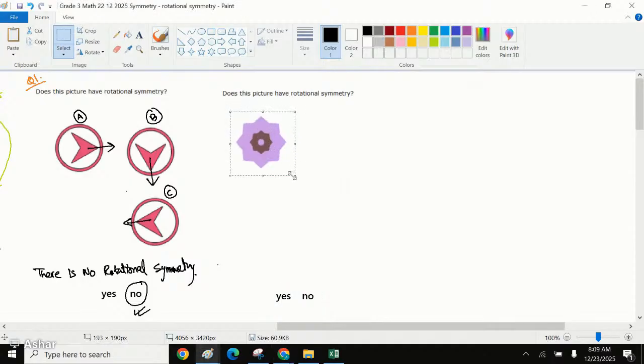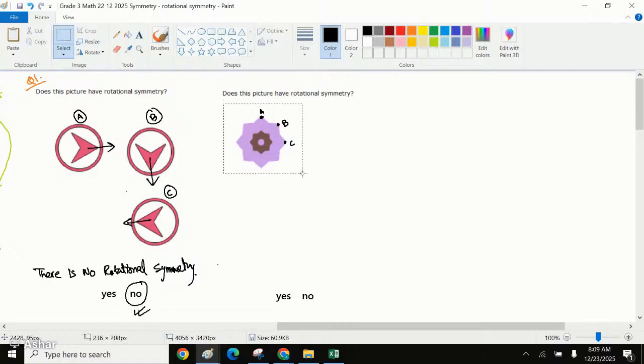So we have been asked whether this shape has a rotational symmetry or it does not have a rotational symmetry, right? So let's see what rotational symmetry can be. For our convenience, we label this point as A, this point as B and this point as C, for our reference only.